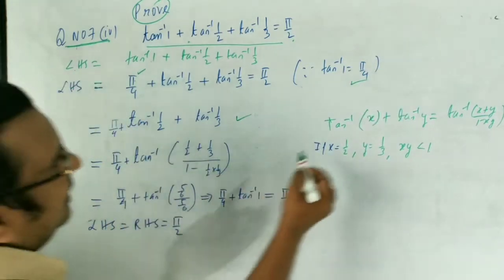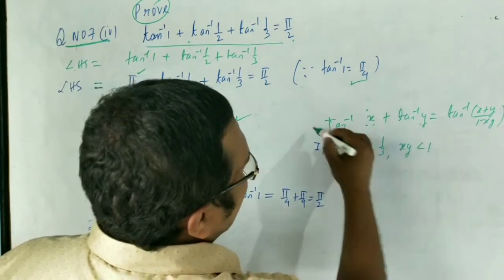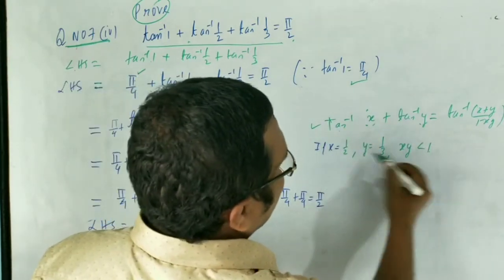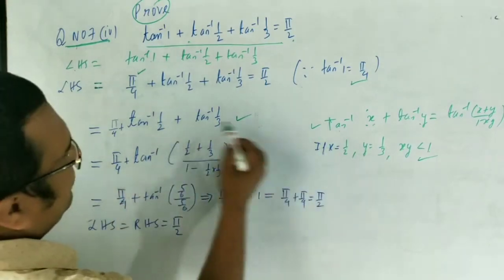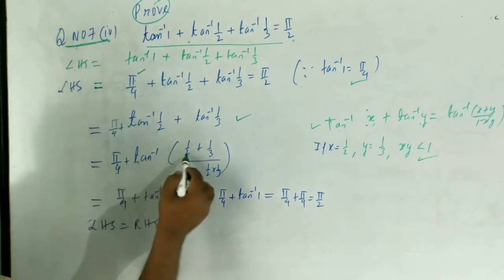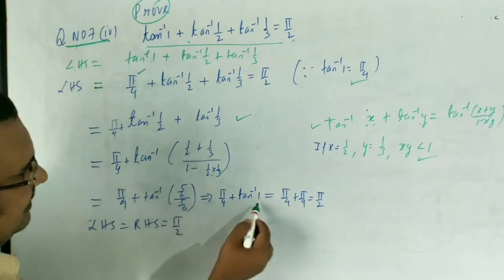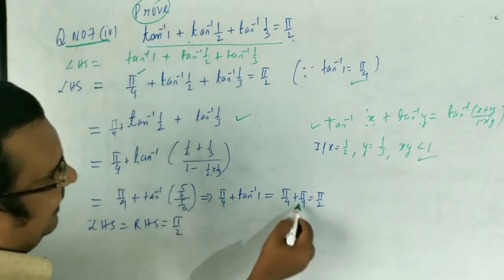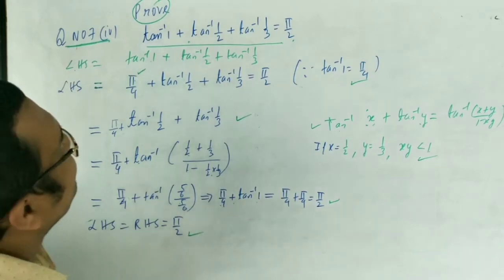Now we would use the formula tan inverse x plus tan inverse y is this. Here you will find xy is less than 1. x is 1 by 2, y is 1 by 3. This is x plus y over 1 minus xy, which is 1, so pi by 4 plus pi by 4, pi by 2. LHS is equal to RHS.